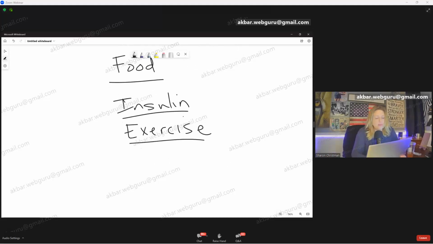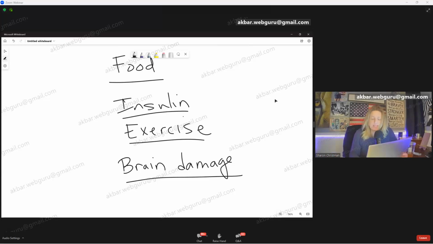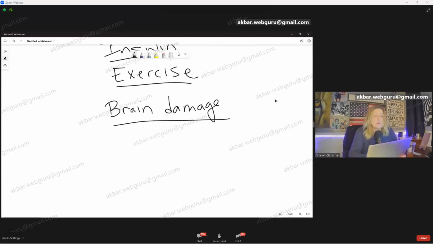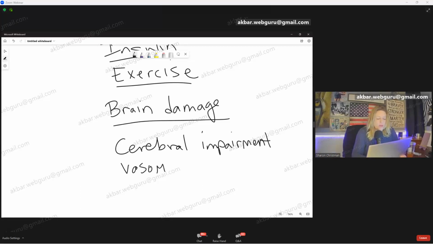This is why hypoglycemia is worse than hyperglycemia. It can cause brain damage. The signs and symptoms are caused by cerebral impairment and vasomotor collapse.